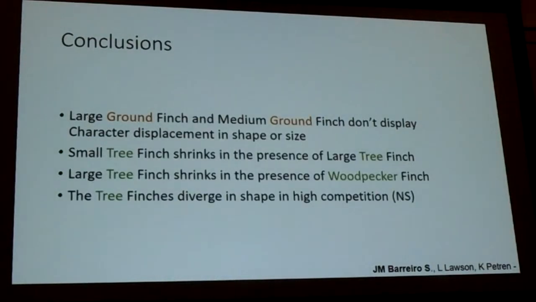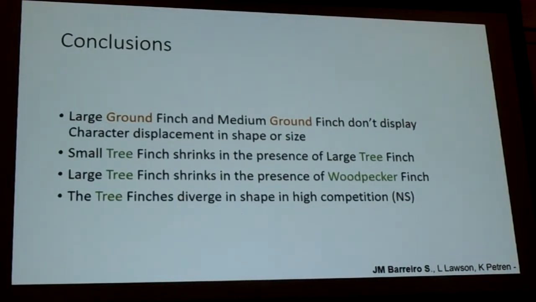So for conclusions, large ground finch and medium ground finch don't display character displacement in shape or size. Again, this is important because it doesn't contradict, but it contrasts with the classical study of character displacement by the Grants observed on one island in the Galapagos. The small tree finch shrinks in the presence of the large one. The large tree finch shrinks in the presence of the woodpecker finch. And the tree finches diverge in morphospace in high competition, but these results are not significant.